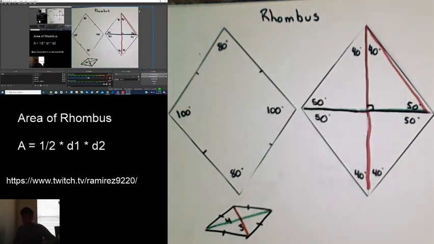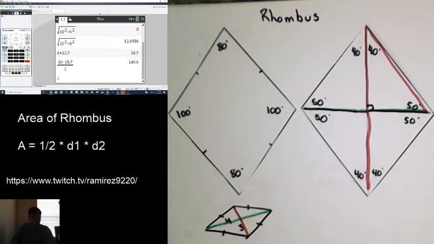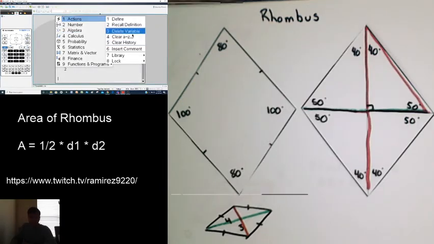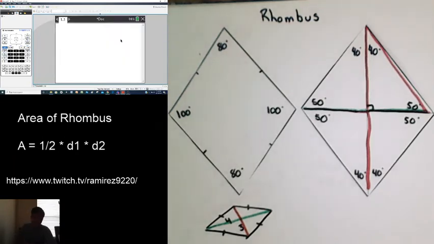So guys, we're gonna go ahead and find the area of a rhombus now. You're gonna notice just by looking at the formula that to find the area of a rhombus, it's exactly the same thing as the area of a kite. So again, if you know your diagonals, you're gonna be set.